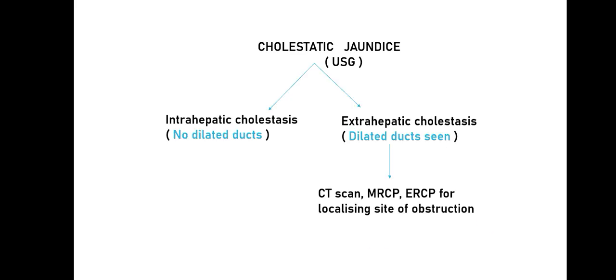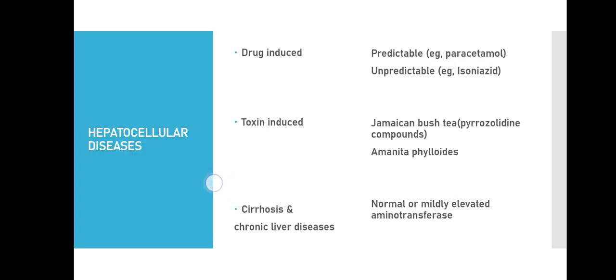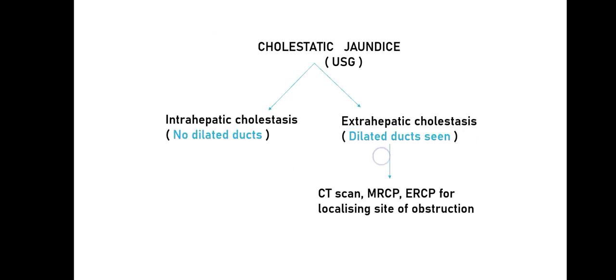Next we are coming to cholestasis. Here the ALP level is elevated out of proportion to aminotransferase level. Based on USG, it can be classified as intrahepatic or extrahepatic. In intrahepatic cholestasis, no dilated ducts. In extrahepatic cholestasis, dilated ducts are seen, and the level of obstruction can be determined by using CT scan or magnetic resonance cholangiopancreatography or endoscopic retrograde cholangiopancreatography.